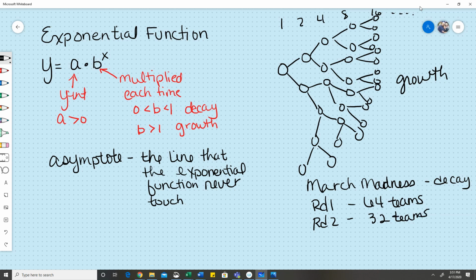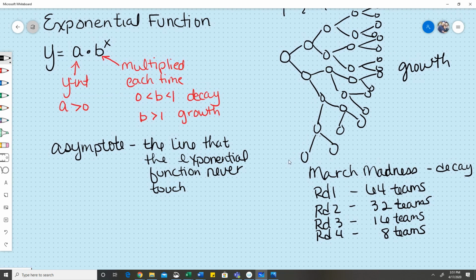And at the end of round 2, half of those teams have been knocked out. So round 3 has the Sweet 16. So 16 teams that are battling to get to the top. Round 4 is the Elite 8. So it's top 8 teams. Okay, and each time half the teams are being knocked out.